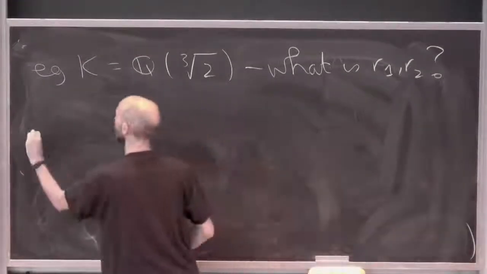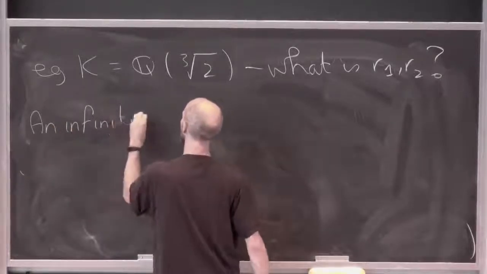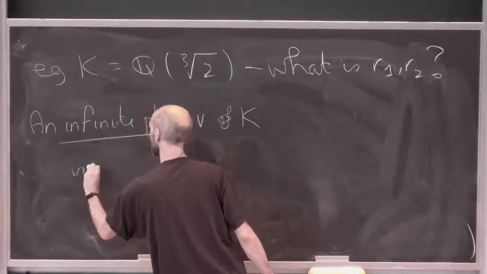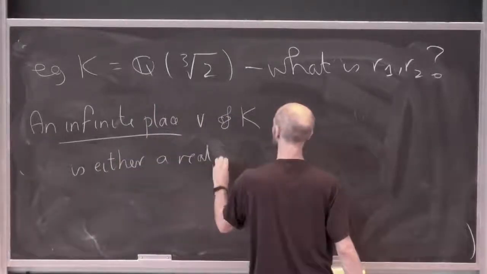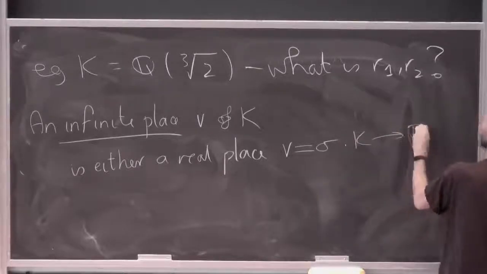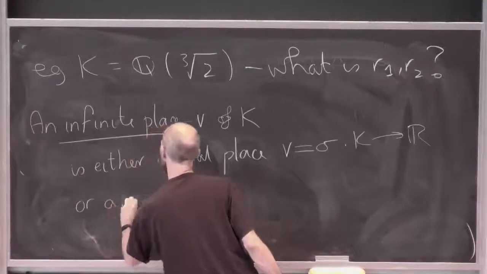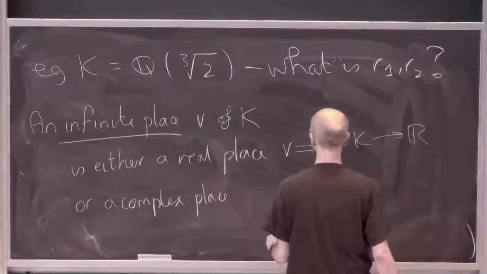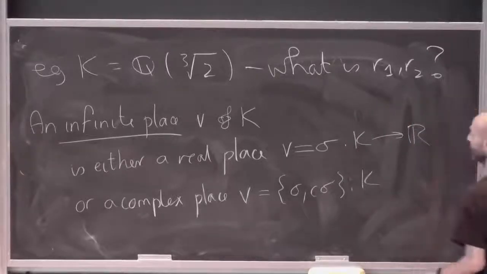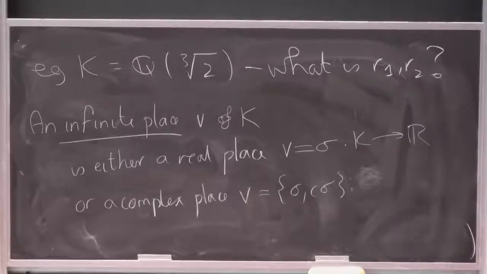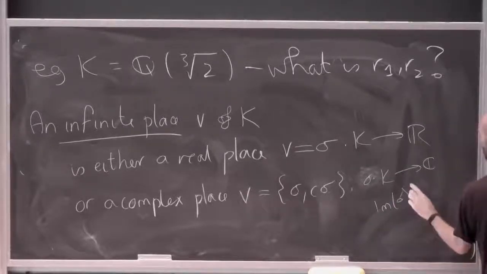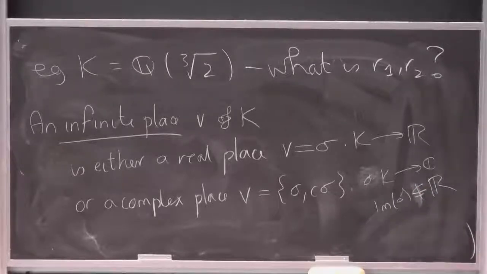So there we go, an infinite place. An infinite place of K. There are two different kinds of infinite places: either a real place, so there V is just equal to sigma from K to the reals, or a complex place. And then this V turns out to be, if you like, the pair sigma and C sigma. Now it's not a map, it's two maps, where sigma goes from K to the complexes, and the image of sigma doesn't lie in the reals. So there's an infinite place.